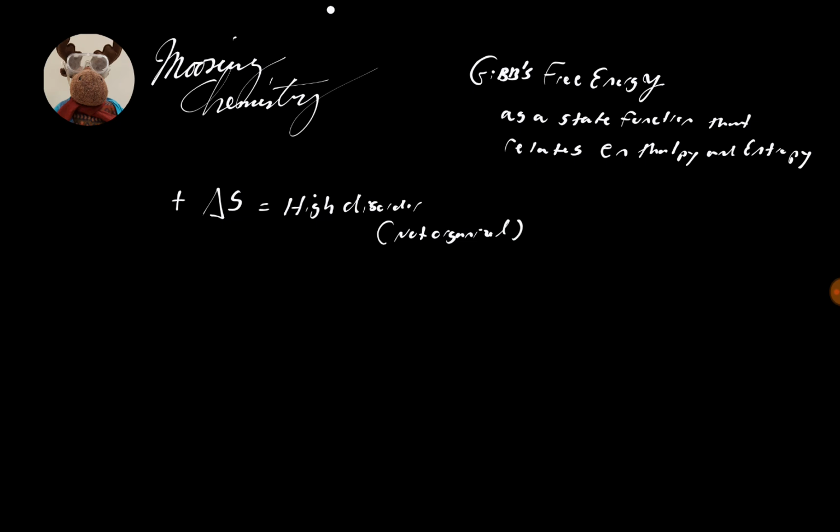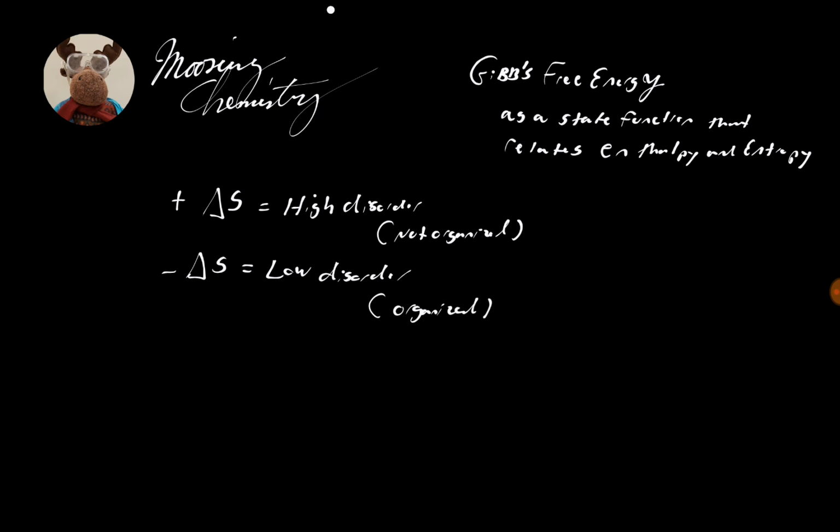Okay? And if delta S is negative, it's low disorder. And so that means you're kind of like a neat freak. You're really organized, okay?